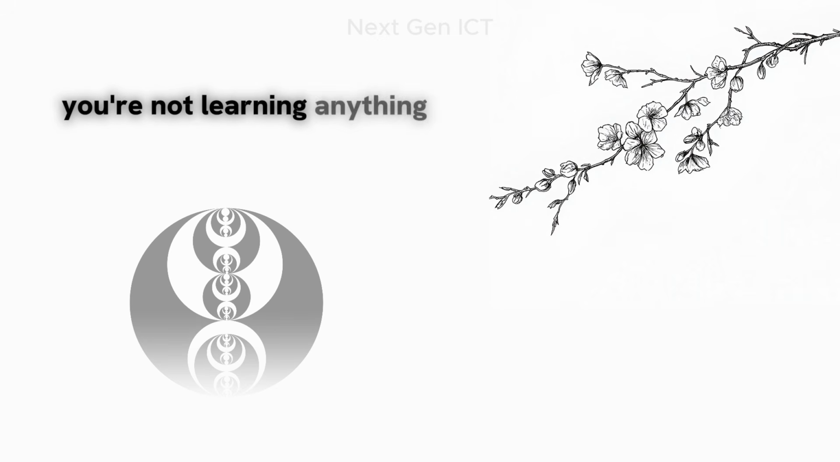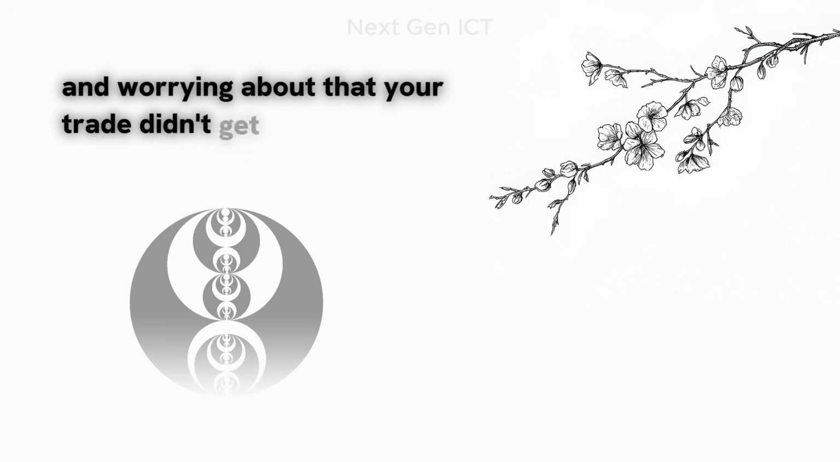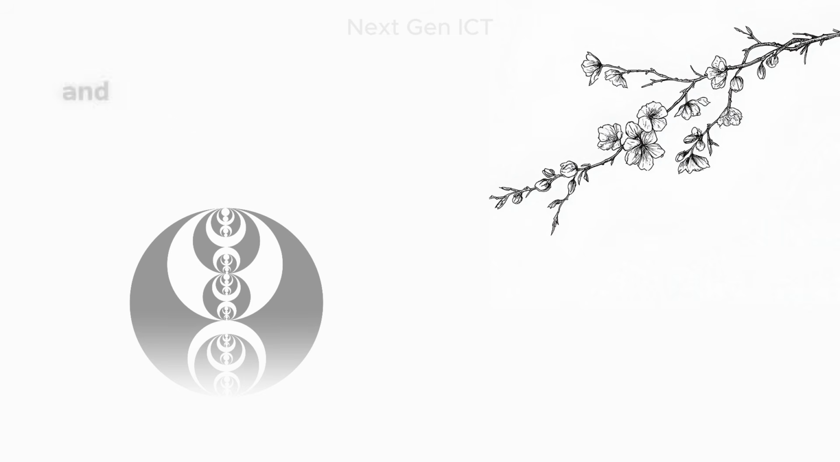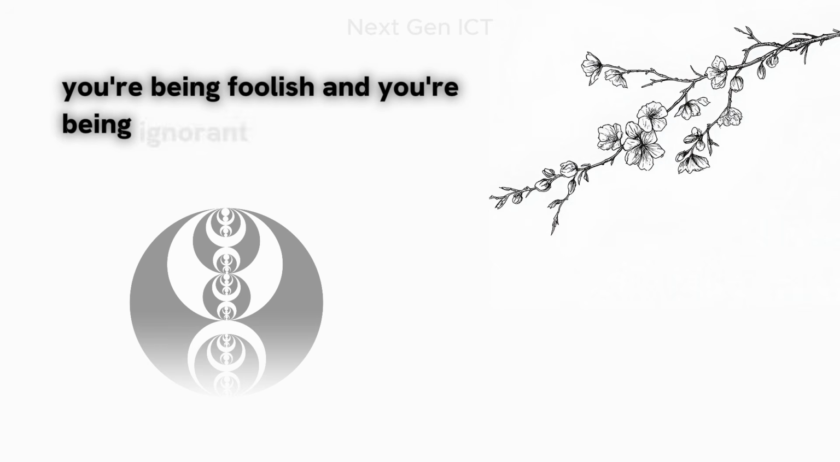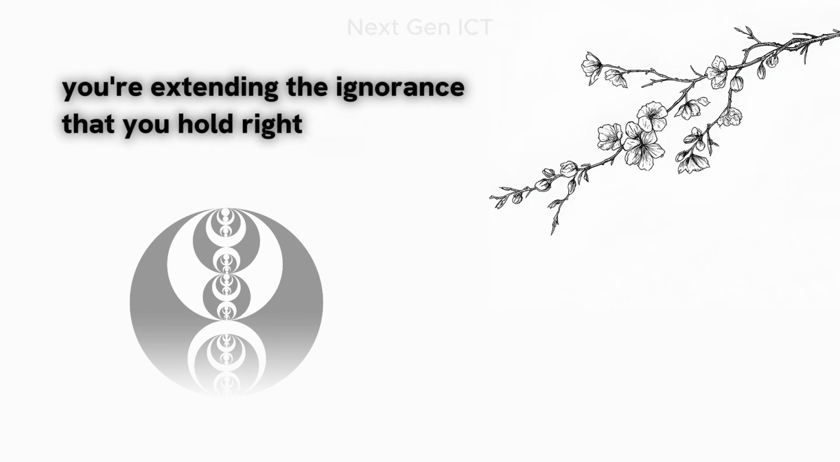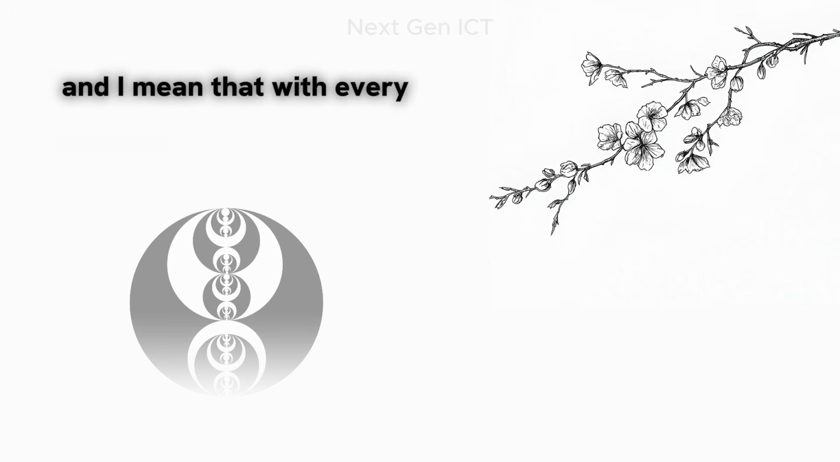You're not learning anything. And the proof is you're complaining, worrying that your trade didn't get put on, instead of understanding what I'm teaching you, watching and observing that, and seeing what it is that you're supposed to glean from these lessons. Not just simply, well, he said basically to pick these lottery numbers and I'm going to do that. You're doing it wrong. You're being a fool, you're being foolish, and you're being ignorant. You're extending the ignorance that you hold right now by trying to trade on what I'm telling you to look at and observe. And I mean that with every measure of love and respect.